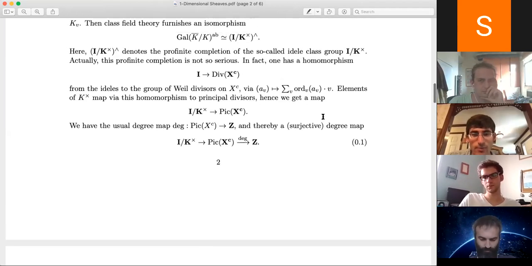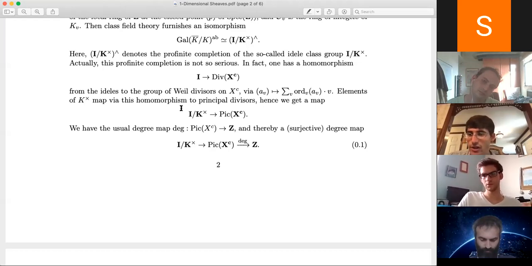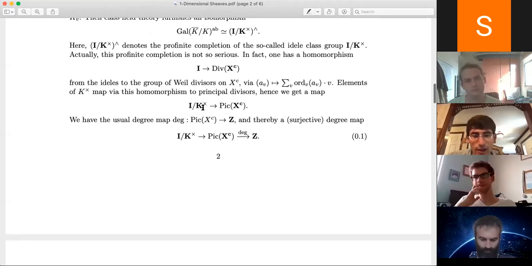So let's go back to this Pic, right? So you have the idèles mod k^× maps to Pic, and degrees correspond. So degree 0 goes to degree 0. The map is surjective pretty much by definition. A divisor is something of this form. Okay, although really what we need is injectivity when you quotient by the units.